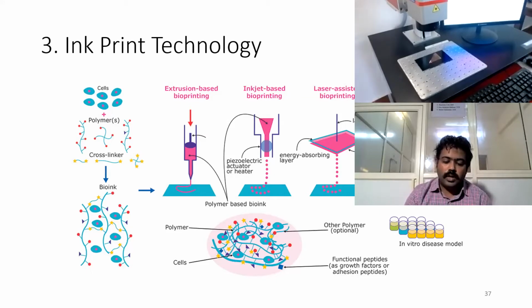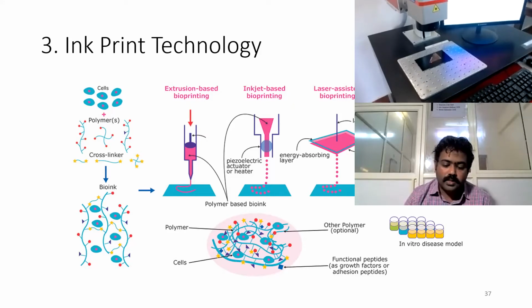Like you can use a regular printer also for a particular application. So in the ink cartridge, I'm removing the ink and refilling it with this conductive ink, and I'm doing the process. That is the second type. That's called inkjet based bioprinting.